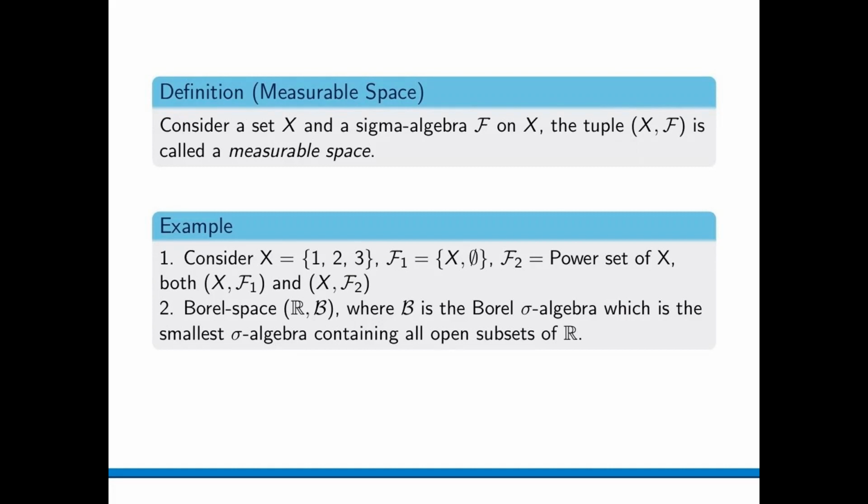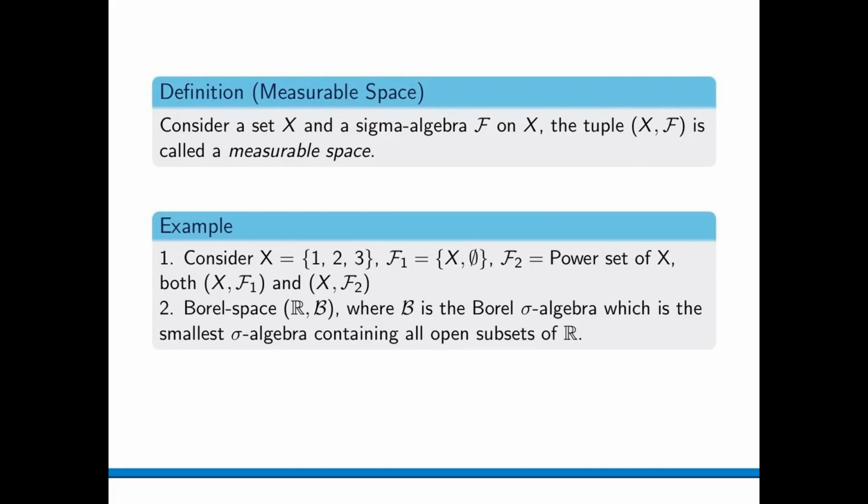So, first, what is a measurable space? A measurable space is basically a tuple consisting of a set and a sigma algebra on the set. This is called a measurable space, and here are two examples.